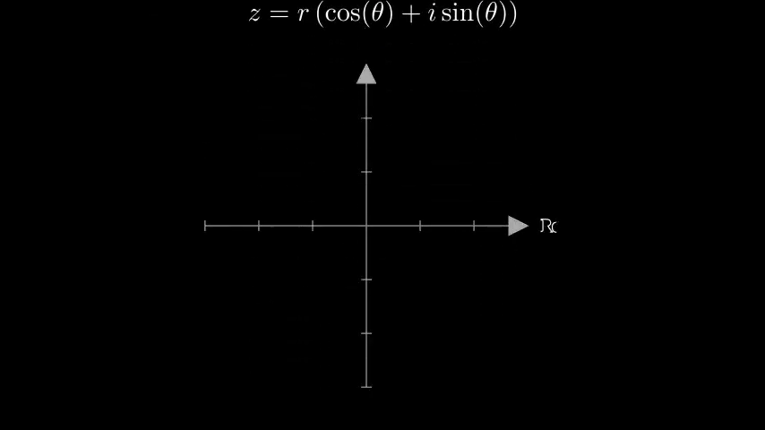For addition, we still add real parts and imaginary parts. But visually, we can see it as adding vectors. Let's add another number w and draw the vector sum.